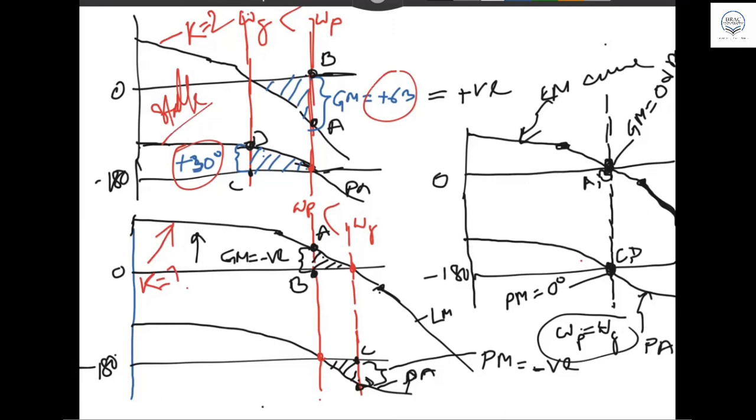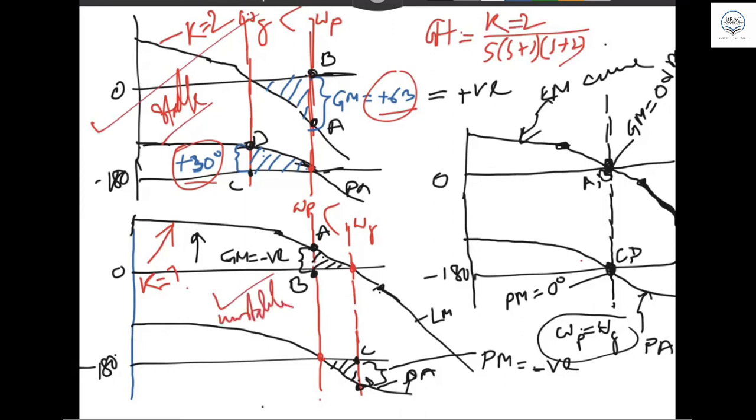Our problem is GH equal to 2 divided by S into S plus 2. This is our problem, right? For that, I got this one, which is stable, because I got positive 6 dB and positive 30 degrees. You also got similar. It is stable because the K value we consider in our problem is 2. And with this one, we are getting negative gain margin and negative phase margin, meaning it is unstable. Definitely it is unstable. As I said, if it is unstable, then what could be the K value?